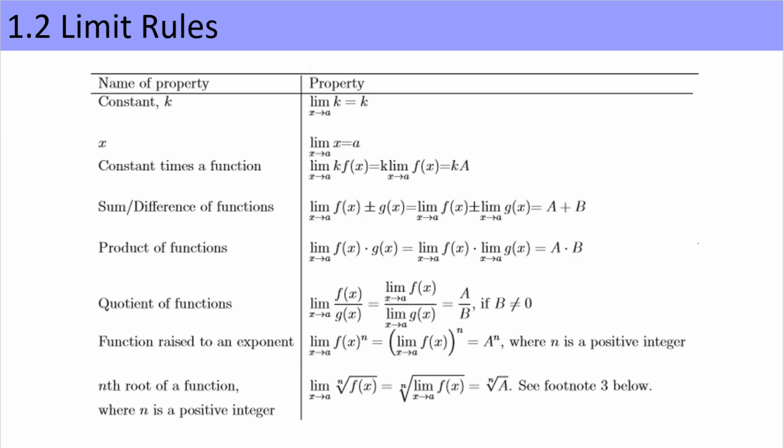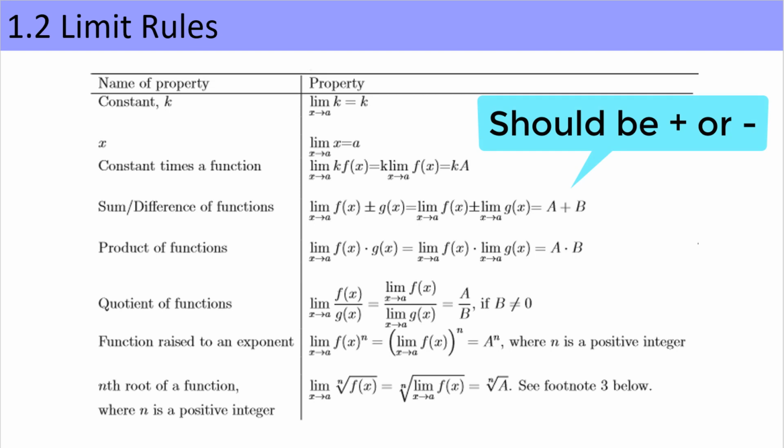Sum or difference of functions. The limit as x approaches a of the sum or difference of the functions f of x plus or minus g of x is equal to the sum or difference of the two separate limits. That is, the limit as x approaches a of f of x plus or minus the limit as x approaches a of g of x, which is just the sum of the limits A plus B, or it should actually say plus or minus.